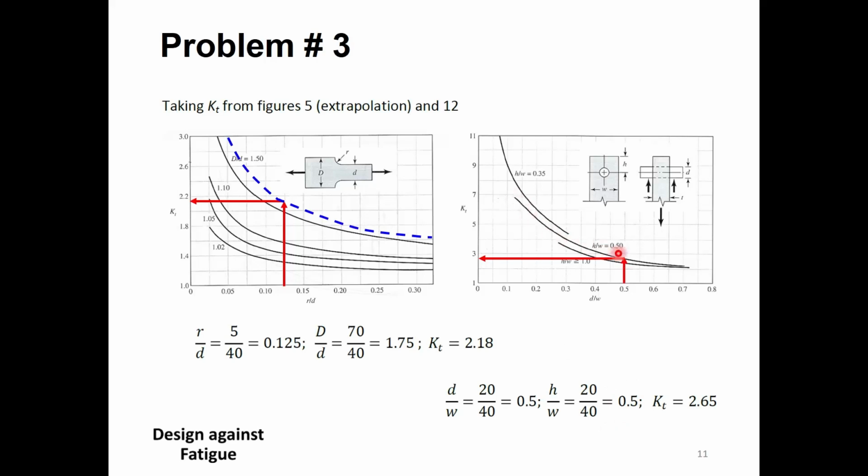Fortunately, we have a curve here where H over W is 0.5. So we just go up, intersect with this curve, and go to the left. It gives us this value of stress concentration factor, which is 2.65. In this case, if you compare these two values, you will find that this value is higher. So we're going to focus on this value, and consequently, we are going to focus on this area here, which is the minimum area, as we're going to call it.